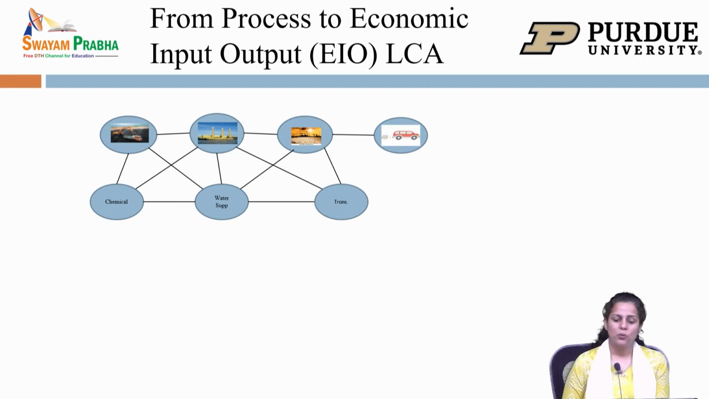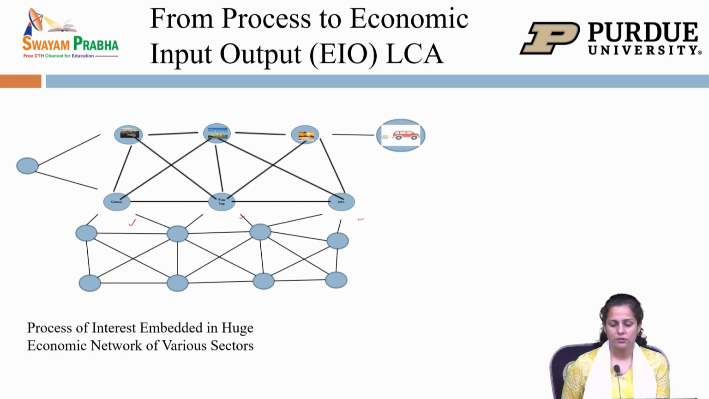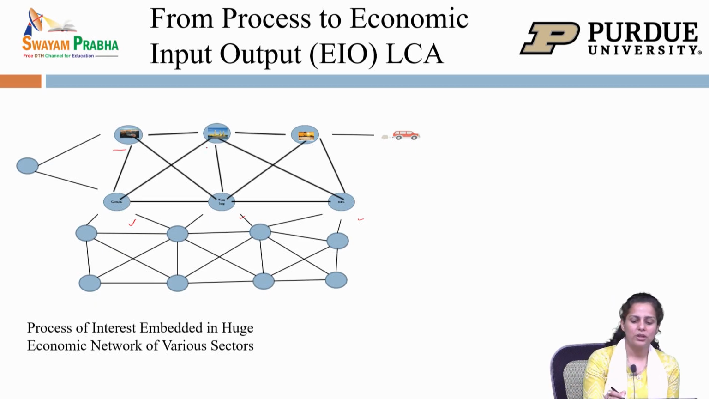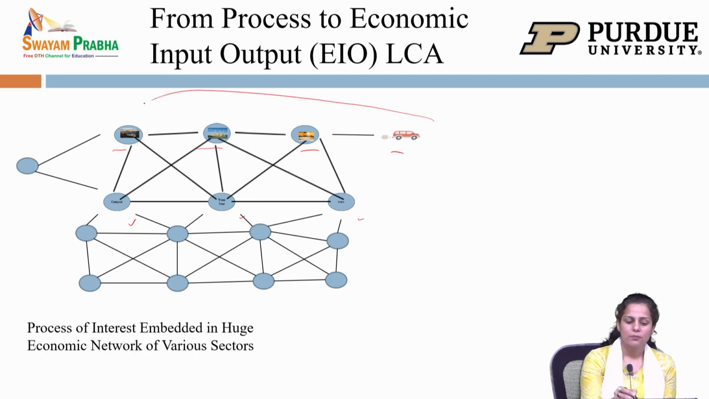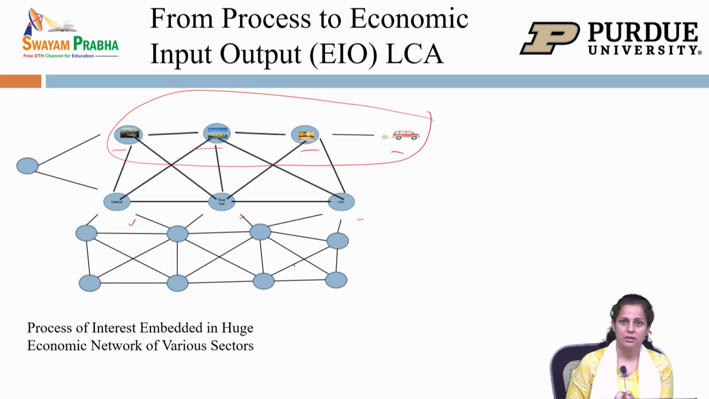So instead, we can embed that into this network. You can see that there can be a chemical manufacturing sector, a water supply, or the transportation sector, and this can be part of this whole huge network, which is all the economic network in the economy. So we saw that we have these 4 processes in our process LCA, but this small linear chain that we saw is actually connected to all the different activities in the economy.